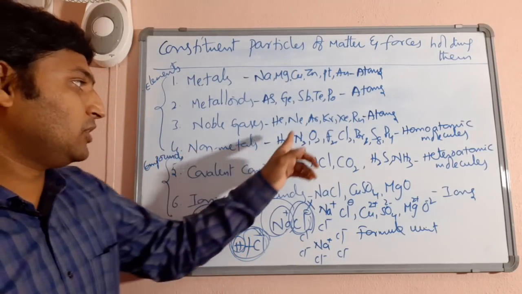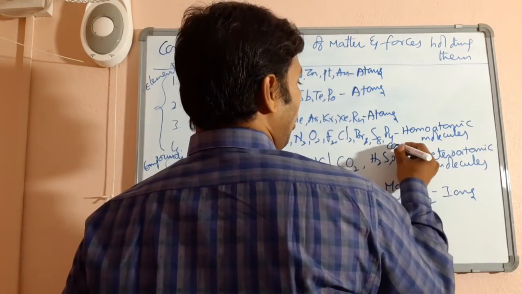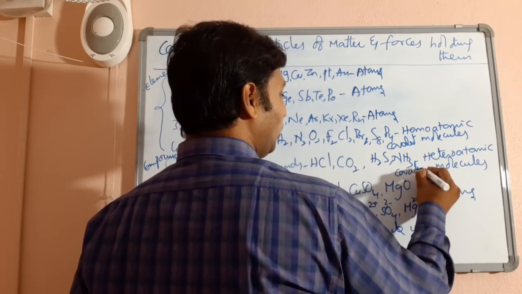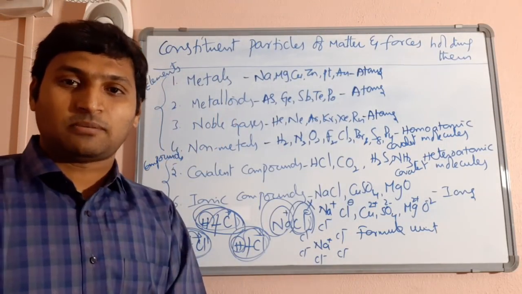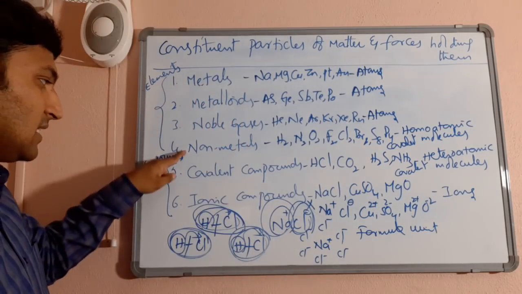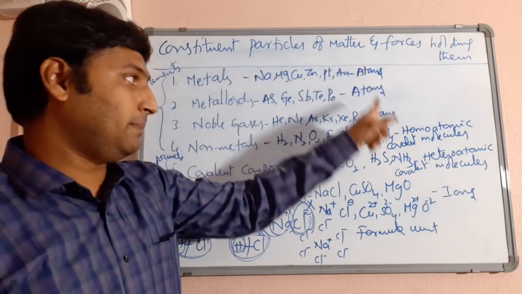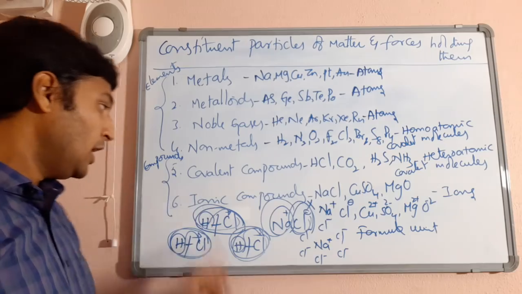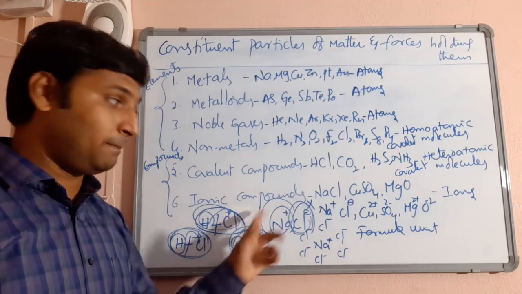Now, what is the difference between the molecules present in nonmetals and covalent compounds? Nonmetals are made up of homoatomic covalent molecules, whereas covalent compounds are made up of heteroatomic covalent molecules. Conclusion: all the macroscopic substances on this earth can be categorized into 6 categories: metals, metalloids, noble gases, non-metals, covalent compounds and ionic compounds. Metals, metalloids, noble gases are made up of atoms. Non-metals are made up of homoatomic covalent molecules. Covalent compounds are made up of heteroatomic covalent molecules. And ionic compounds are made up of ions.